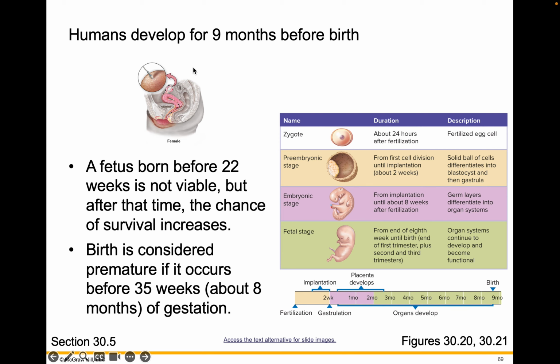So humans develop for 9 months before birth. A fetus born before 22 weeks is not viable, but after that time, the chance of survival increases. Birth is considered premature if it occurs before 35 weeks, or at about 8 months of gestation.